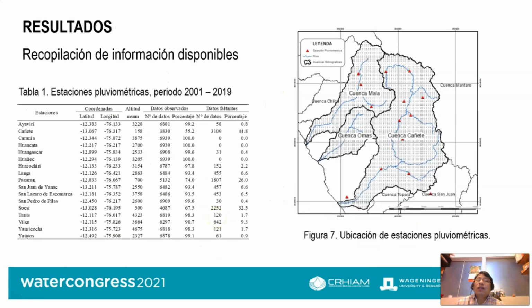So let's look at some results. The first part is compiling the available information. So as we can see, these are the stations. Some of them are closer, are part of the basin or closer to the basin. This is the location. And we can see the data or the percentage of observed data and the percentage of missing data. So at a first glance, we can see that the station called Cañete, Bacaran, and Soxi are the stations that have the largest amount of missing data.